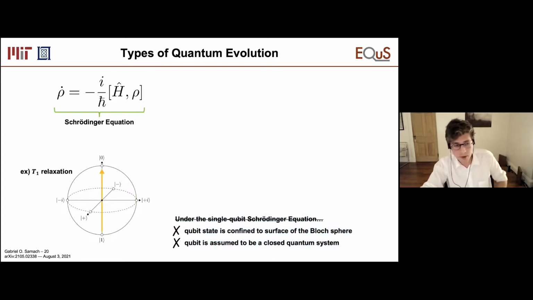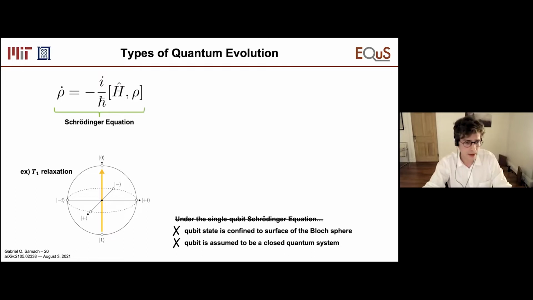So for example, in lab, we might notice T1 relaxation. So here we prepare our qubit in the 1 state, and then over time, our qubit state will asymptotically decay to the 0 state. And this process cannot be described by the single qubit Schrödinger equation because the qubit state is no longer confined to the surface of the Bloch sphere. And this shouldn't be a surprise to us because we know in real physical systems, our qubit is not a closed quantum system. Indeed, there are many degrees of freedom in the environment, and the qubit is going to be exchanging energy with them. So the state will no longer be confined to the surface of the sphere.